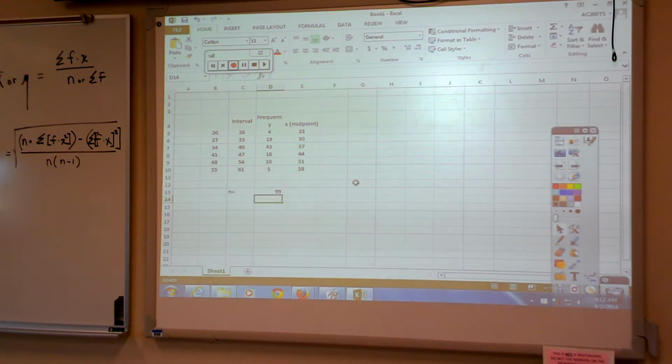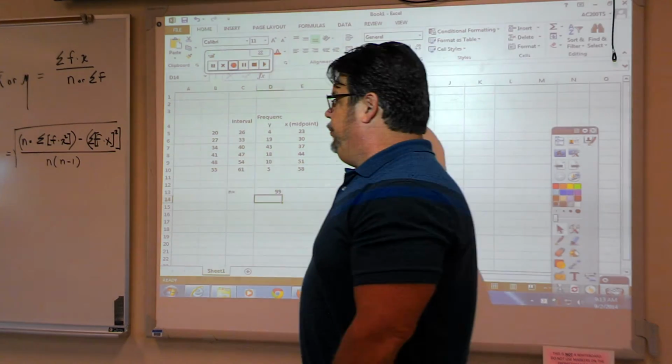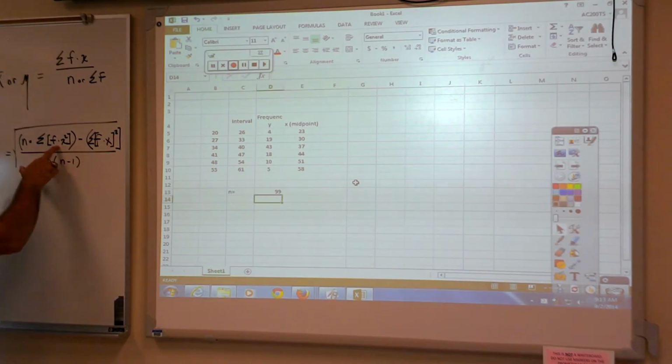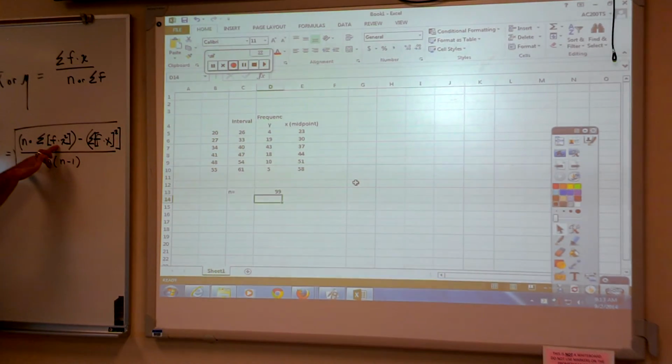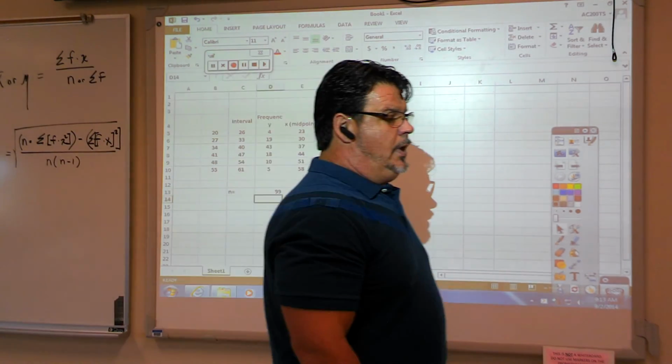We got to go back to our formula because we need to know what to do. What does that say? Multiply. F times what? X squared. So we've got F, so we need a column called what? X. X squared.